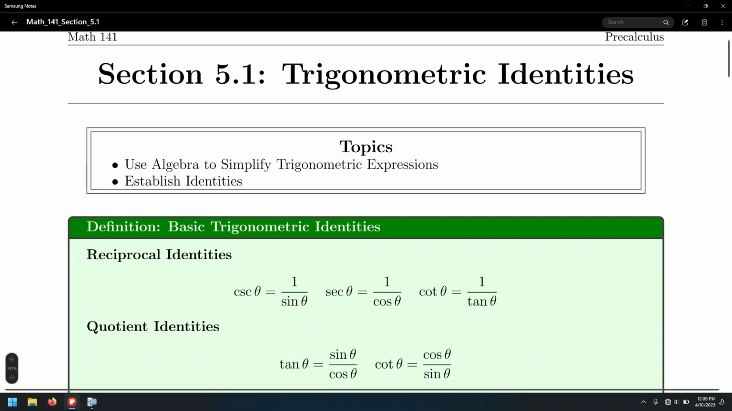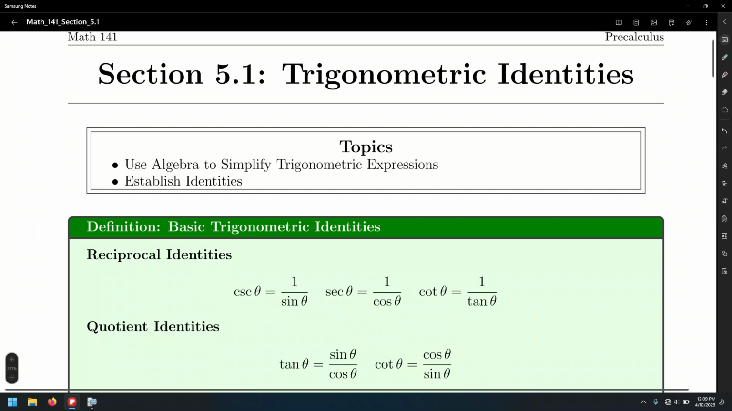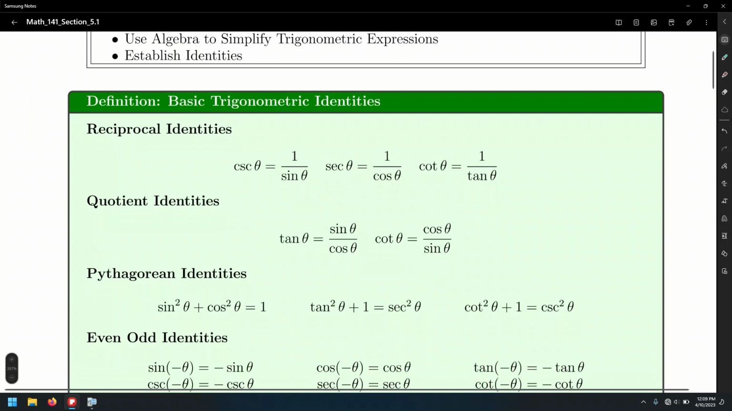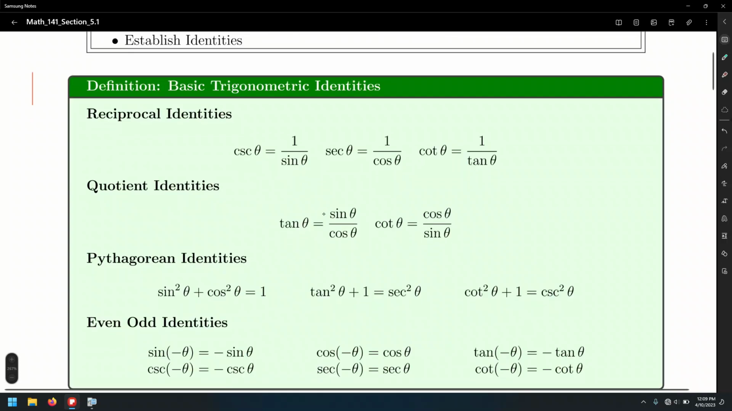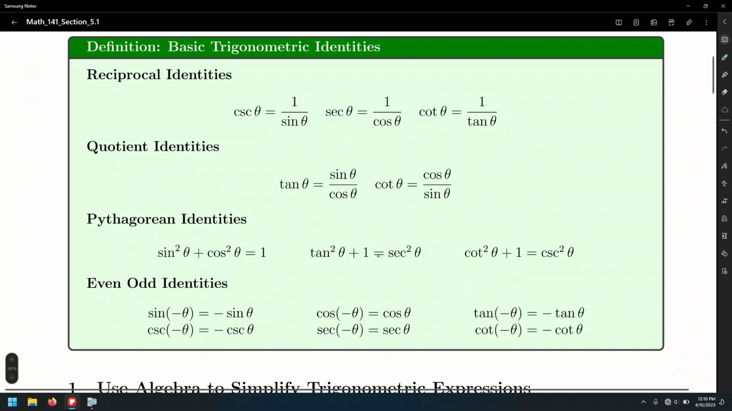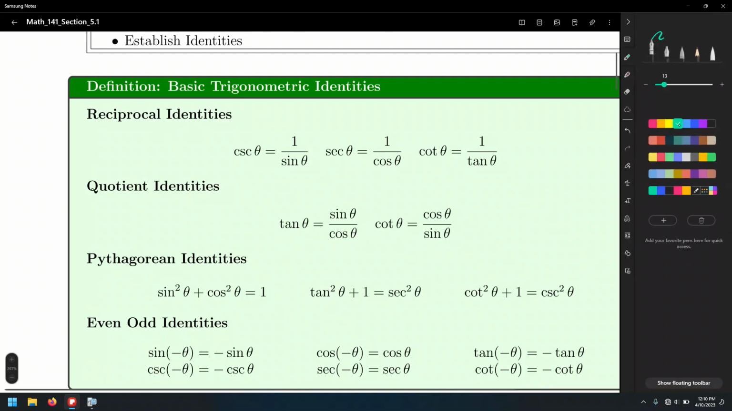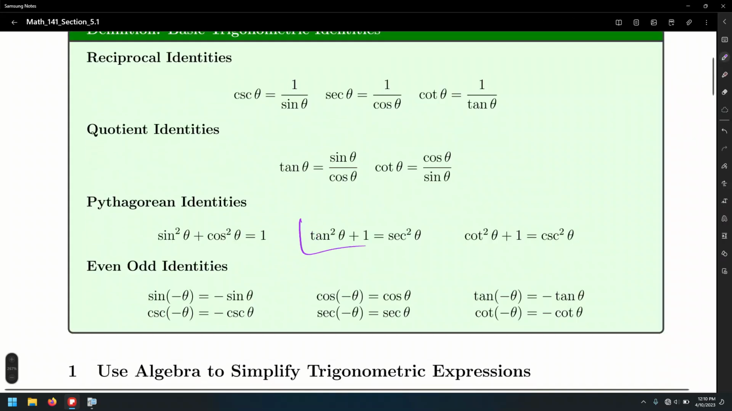So here is where we're going to put a lot of stuff together, not just knowing these basic identities. Those are identities that we have discussed many times. You know, the reciprocal identities, the fact that cosecant is 1 over sine, or sine is 1 over cosecant, secant is 1 over cosine, or vice versa, cosine is 1 over secant, etc. Quotient identities, tangent equals sine over cosine, and cotangent, which is the reciprocal, cosine over sine.